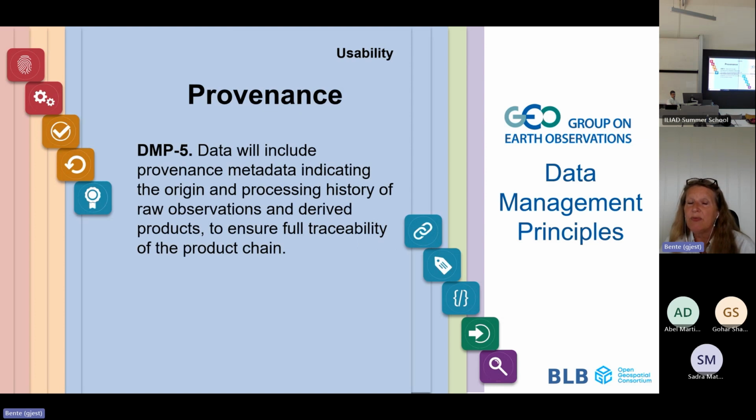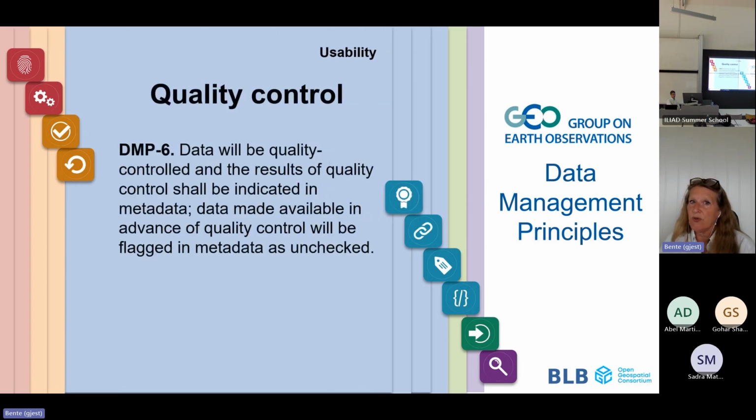Provenance. Data will include provenance metadata. So provenance is where the data come from, who is the owner, the provider, indicating the origin and processing history of raw observations and derived products to ensure full traceability of the product chain. Quality control. Data will be quality controlled and results of quality control shall be indicated in metadata. Data made available in advance of quality control will be flagged in metadata as unchecked. So information about the quality is super important.